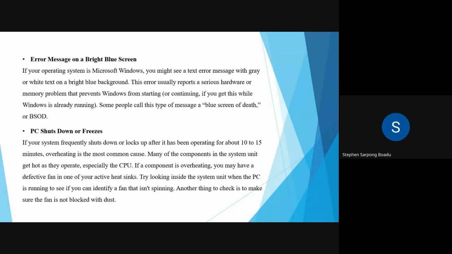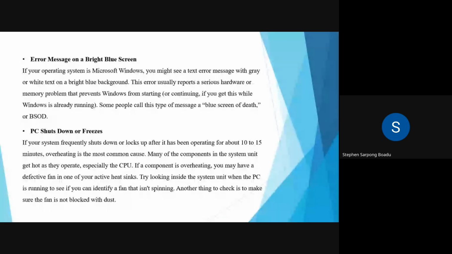So when you see this, you clean all the dust, and then you turn your computer on again. You make sure that the fan is not blocked with dust. And after that you can restart your PC to see if it's working now.